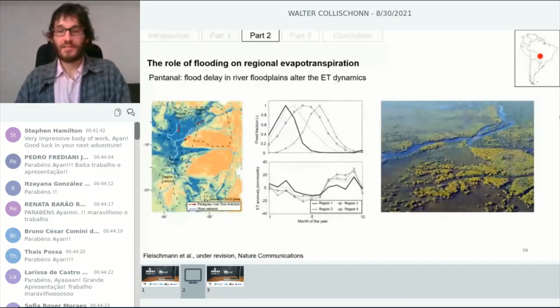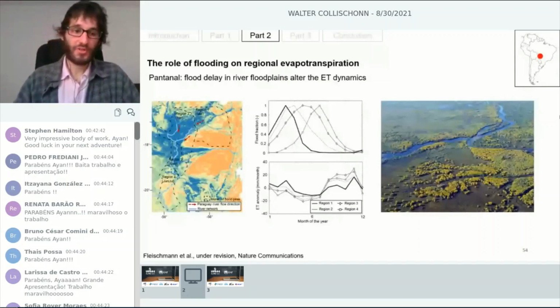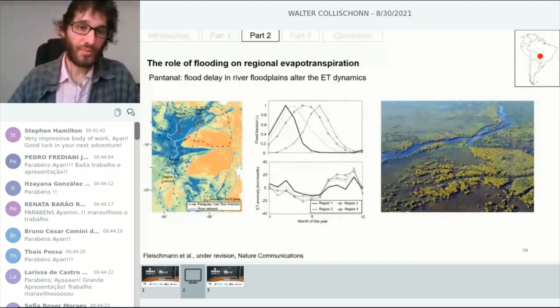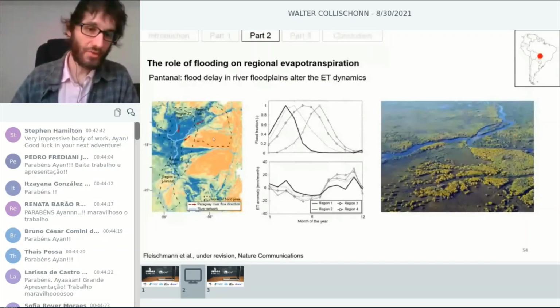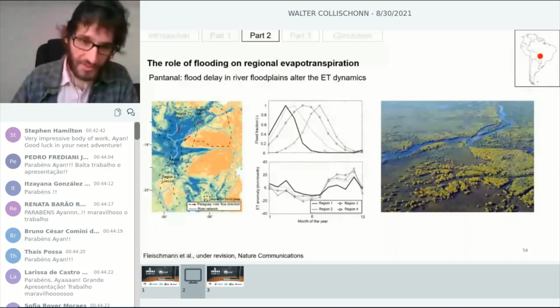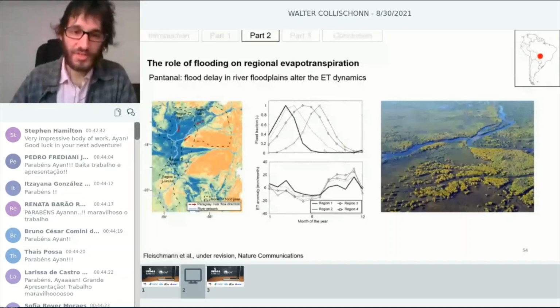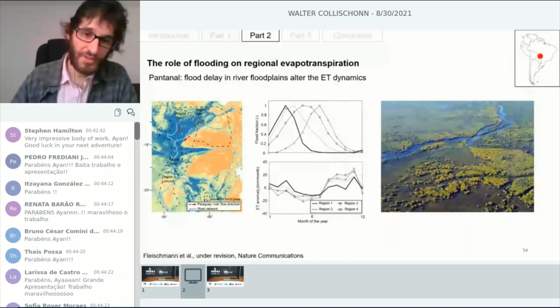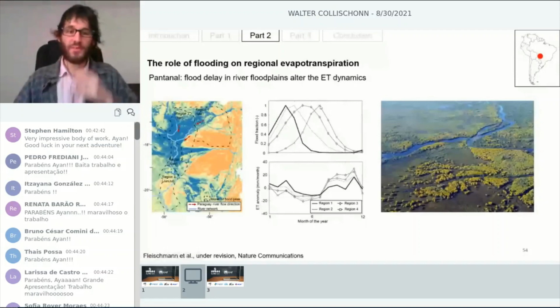And once again, the Pantanal, as we saw before, has a very long propagation of flooding. So we have the upper regions where the flooding peaks in March. You can see here the annual flooding regime. So this is the upper region with the flooding peak in March. Then we move downstream, and the most downstream here in the south of Pantanal, the flooding peaks in July.